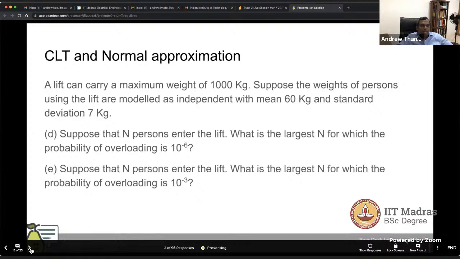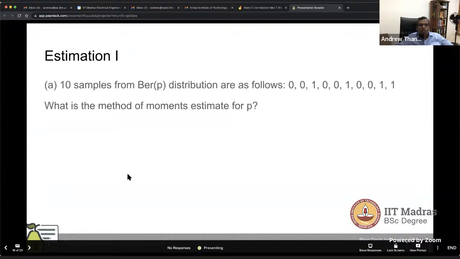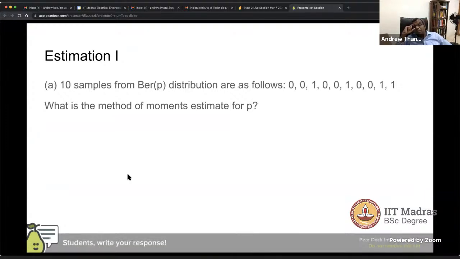Okay, so I think that's all I had for CLT and normal approximation. So let's go into estimation. We don't have too much time. I'm hoping to finish in the next 15 to 30 minutes. So let's jump into estimation. I have about 3 or 4 questions in estimation. This is the last part of the session.